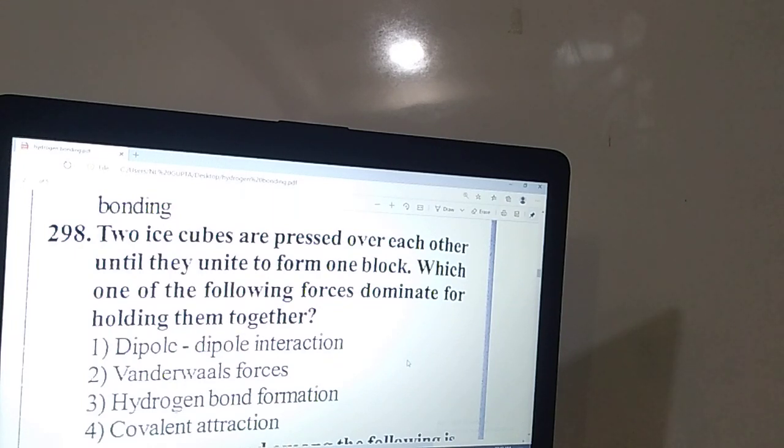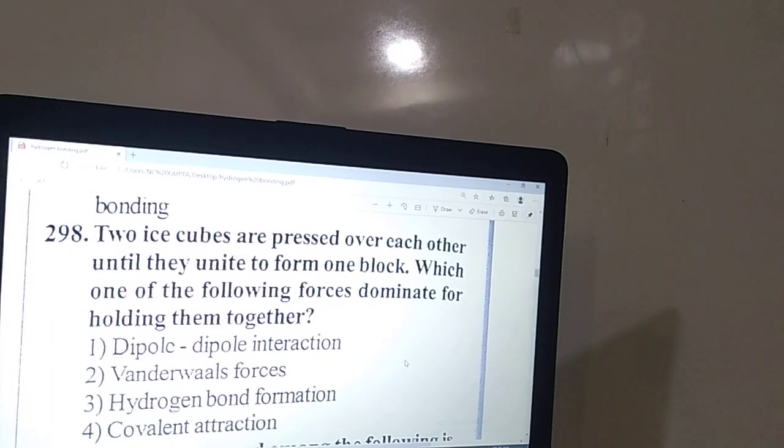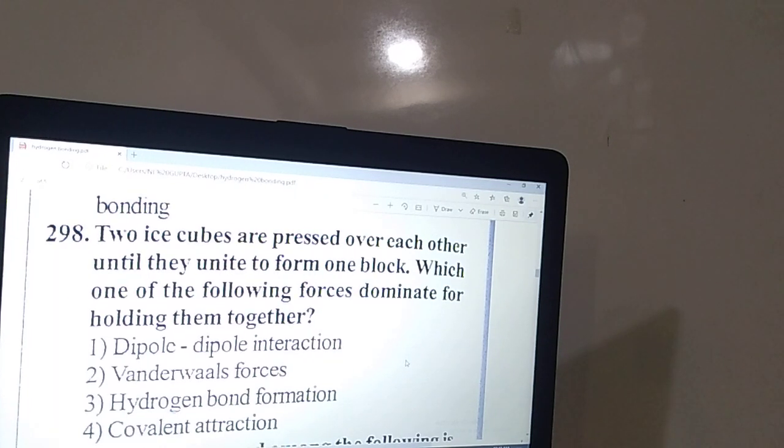Okay, so what is ice? Ice is nothing but water molecules. They are saying that two ice cubes are pressed over each other until they unite to form one block. Which force dominates for holding them together? In the water molecule there is hydrogen bonding.